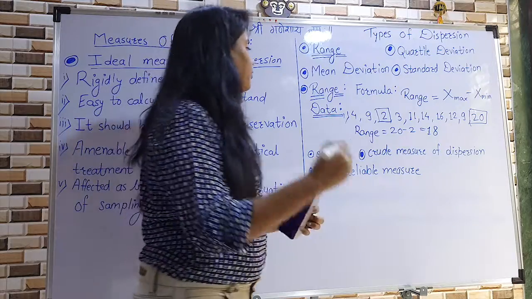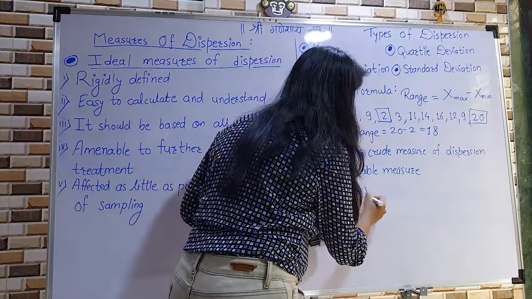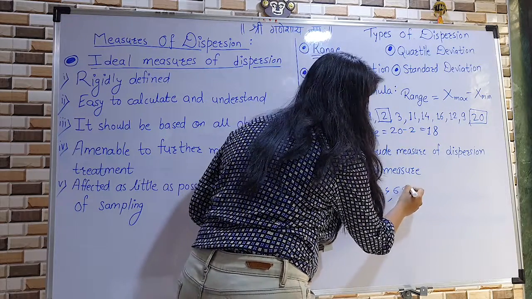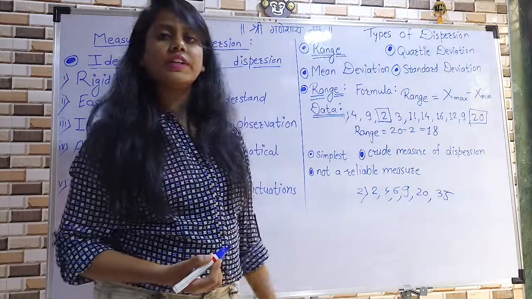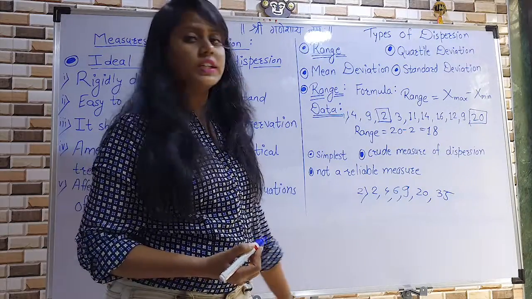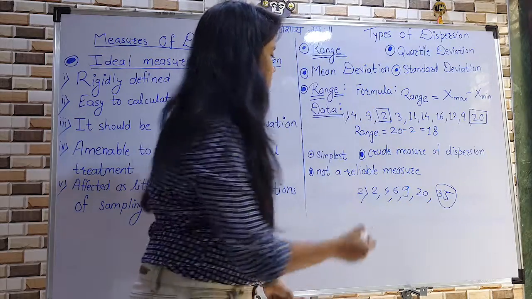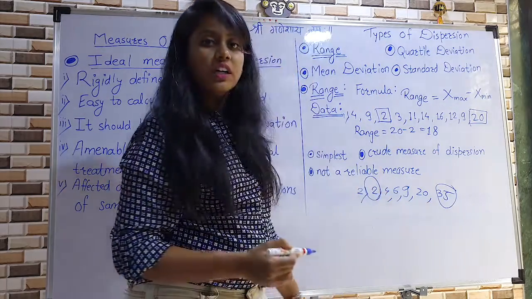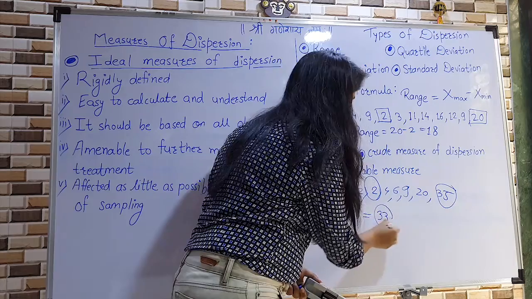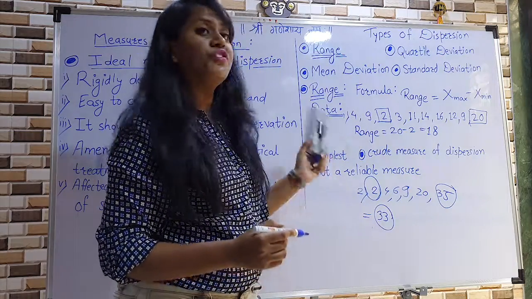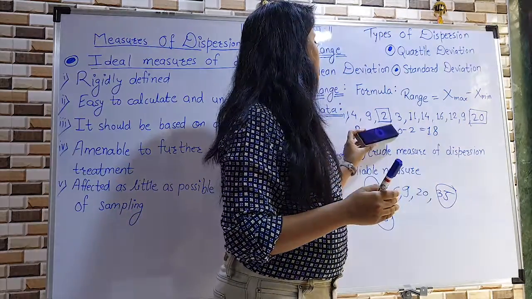For example, if we are taking another series, another data, let us take it as 2, 4, 6, 9, 20 and 35. Okay, now this is another sample. In this particular case, what will be the range here? Which is our maximum value? 35. And which is our smallest value? It is 2. So here the range for this particular data will be 33. Now the variation is very large and here the range is very different from the first one.